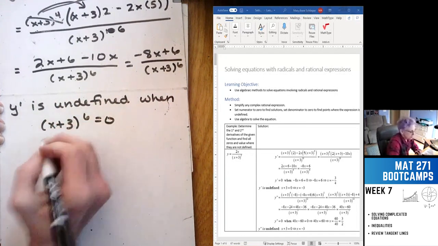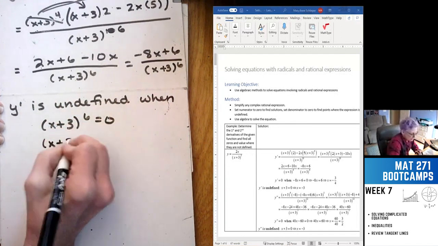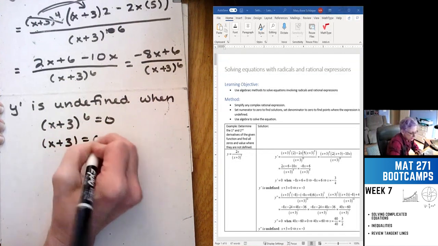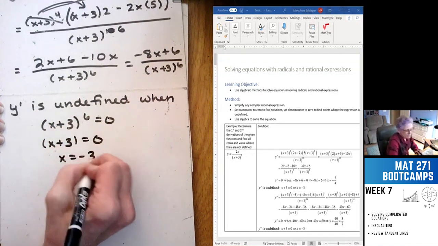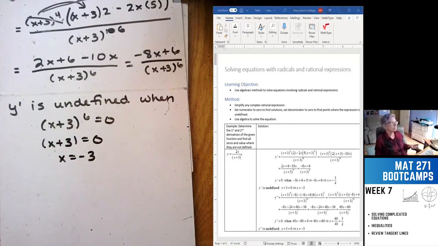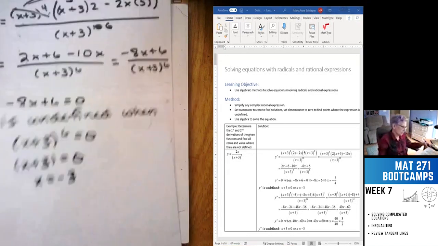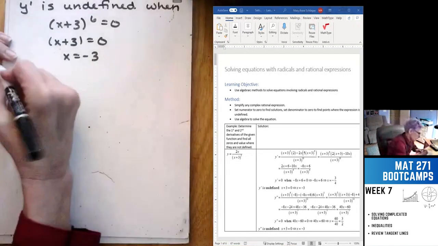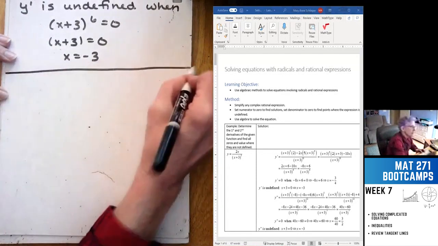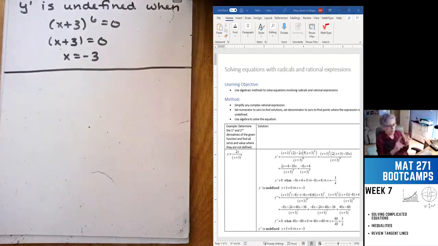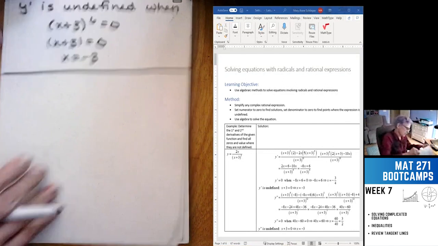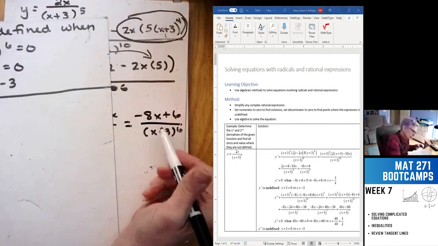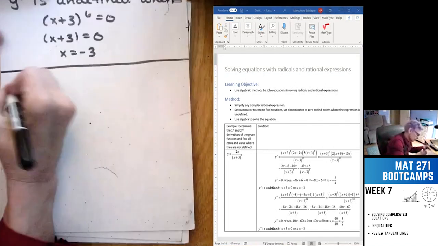And the only way (x+3)^6 is equal to 0 is if x+3 is 0. So if x is negative 3. Next, we want to know when the second derivative is 0 and when it's undefined. So let's just write down the simplified version of the first derivative.